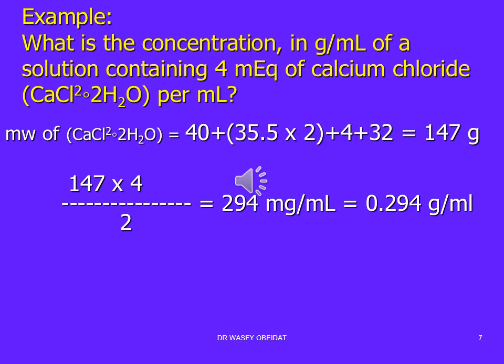And since it is required to convert this into grams per ml, then we divide by 1000. So the result will be 0.294 grams per ml.